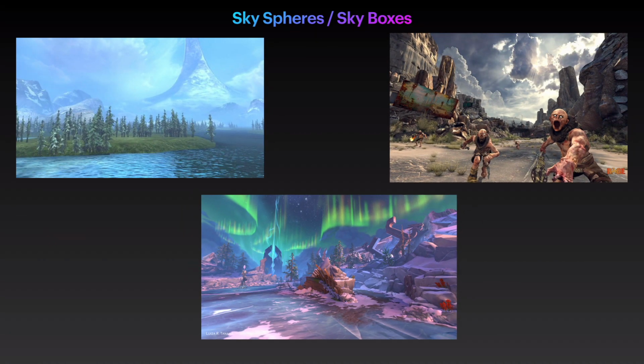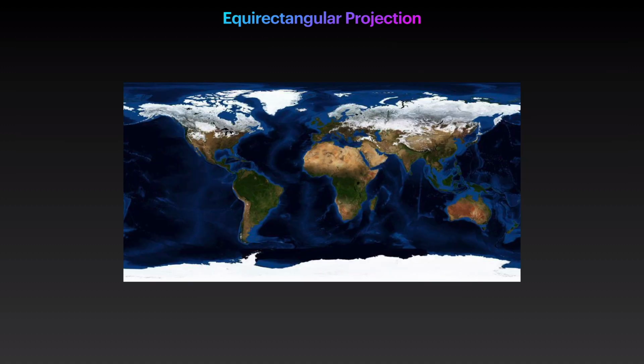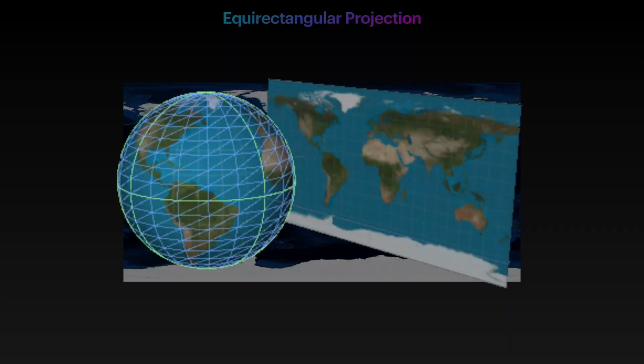Let's move on. We are doing sky spheres, and in order to wrap an image around sky spheres, you need one thing. That is an equirectangular projection. Now, if you were to look at the map of the Earth, obviously the Earth isn't a 2D texture. It's a projection onto a sphere, onto a 3-dimensional sphere.